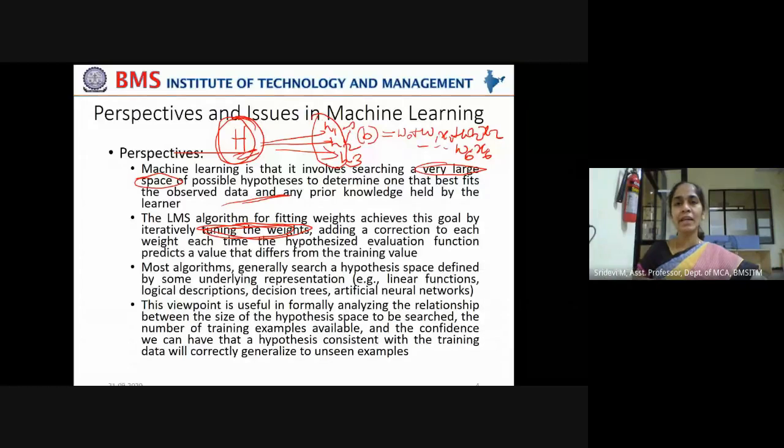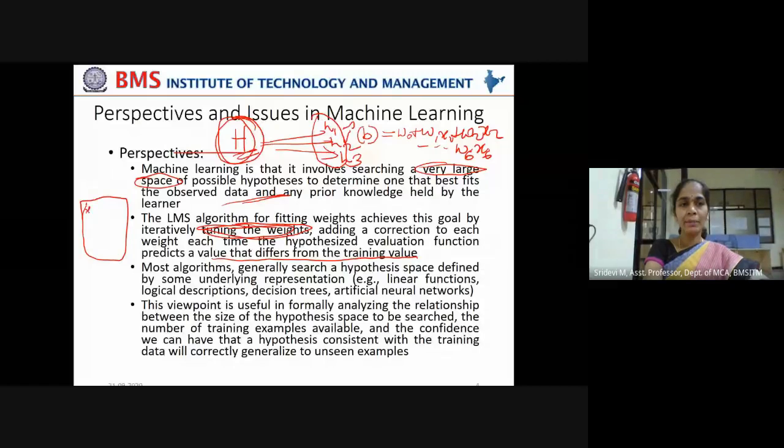Okay, each time the weights have to be adjusted, adding a correction to each weight, each time the hypothesized evaluation function predicts a value that differs from the training value. Got it? What I'm trying to tell you is, see, there is a training set with parameters x1, x2, which will determine your outcome y. Say x1 is student is good at his academics.